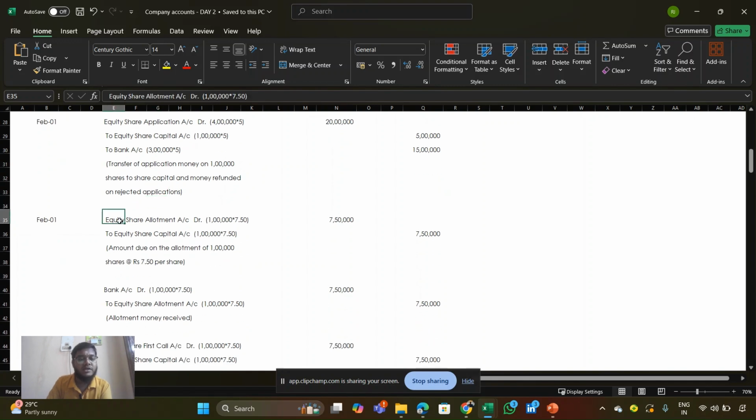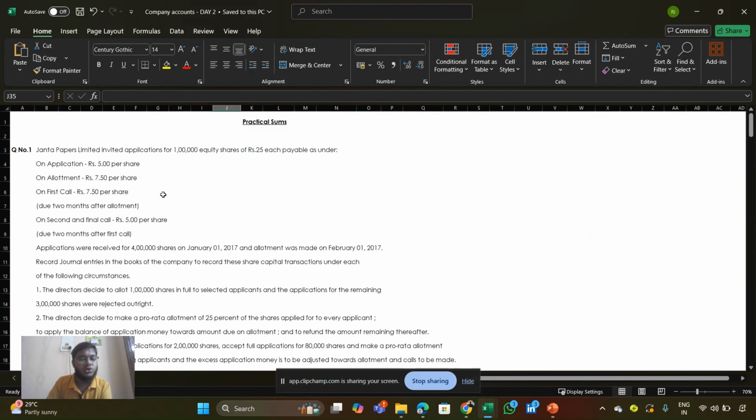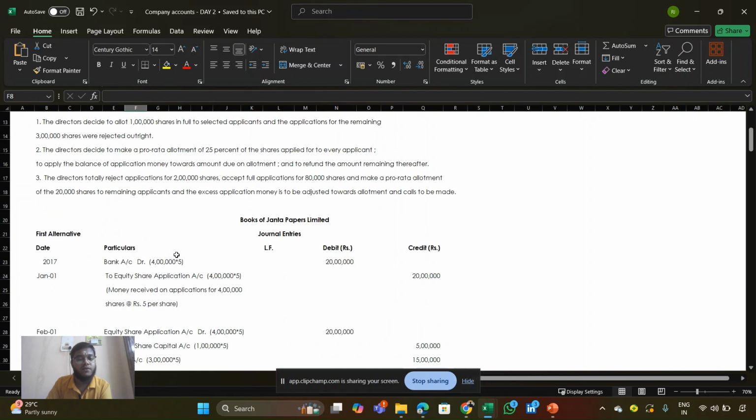So the remaining entries won't be impacted. Equity share allotment, 1 lakh shares as usual. It's received as 1 lakh, issued 1 lakh shares. So 1 lakh into 7.5, and first call also 1 lakh into 7.5. In second and final call, 1 lakh into 5.